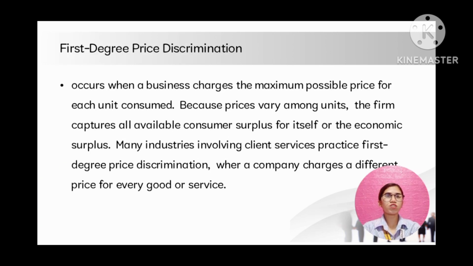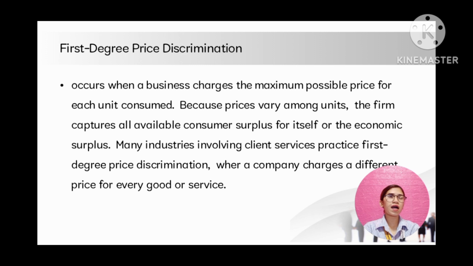First-degree price discrimination occurs when a business charges the maximum possible price for each unit consumed. Because prices vary among units, the firm captures all available consumer surplus for itself, or the economic surplus. Many industries involving client services practice first-degree price discrimination, where a company charges a different price for every good or service. So, in the first degree, you allow customers to pay for the product as much as they want.